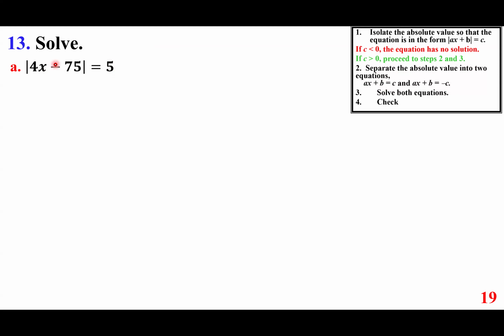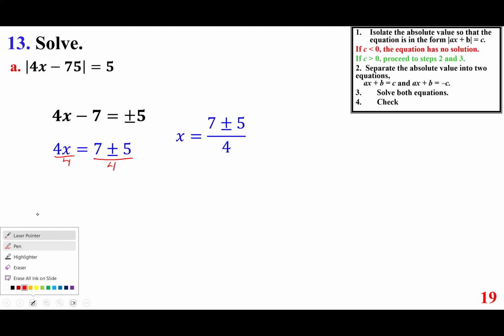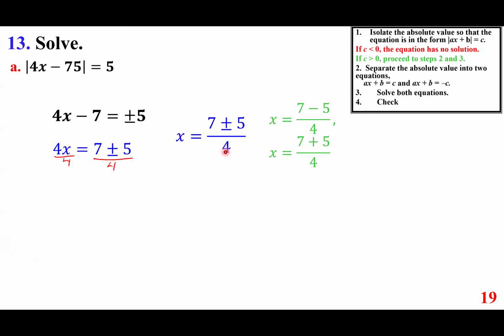So we're going to drop the absolute value and make up 2 equations by writing plus minus 5. Please understand this means 2 equations. We're going to move the 7 and make it positive on the right side. We're going to divide both sides by 4. We get 7 minus 5 over 4, 7 plus 5 over 4. 7 minus 5 is positive 2, my apologies.